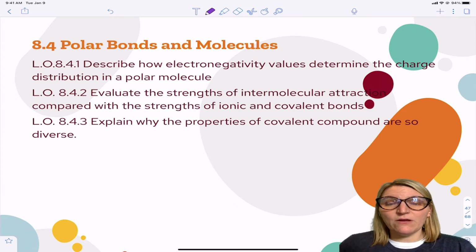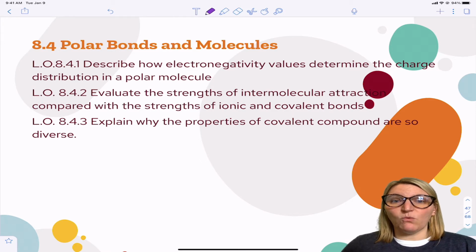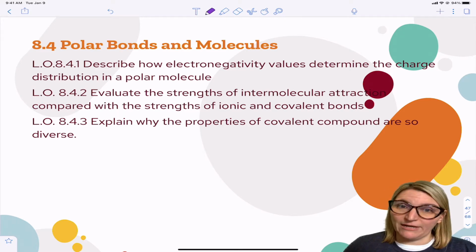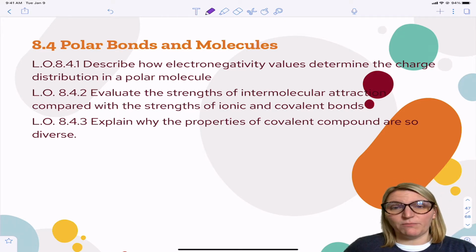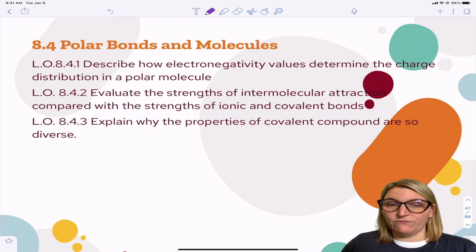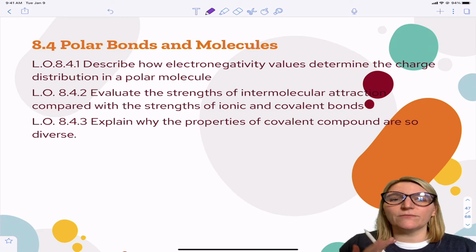So now that we are comfortable drawing Lewis dot structures and from those structures evaluating the shape of the molecule, we can start predicting what properties those molecules will have, especially those properties that depend on shape. And one of those properties that depends on shape is polarity, and it's a very important property. It gives a lot of information about what it will do.